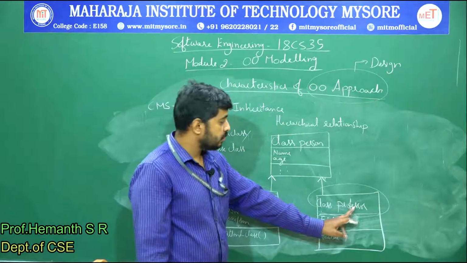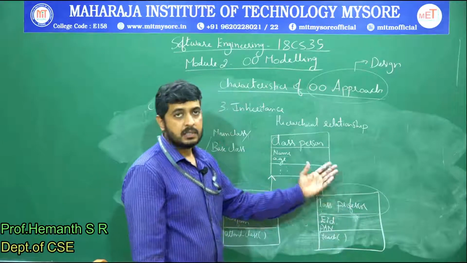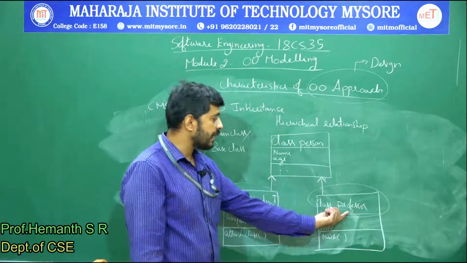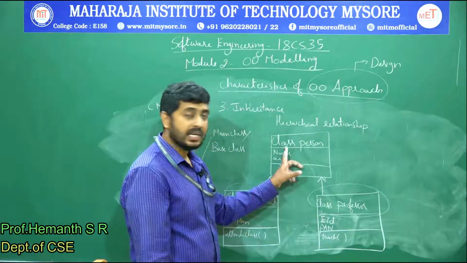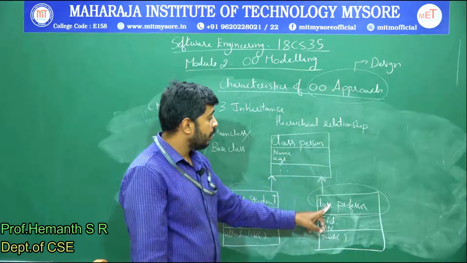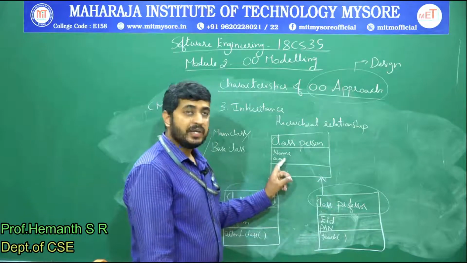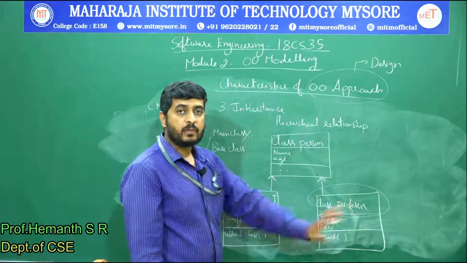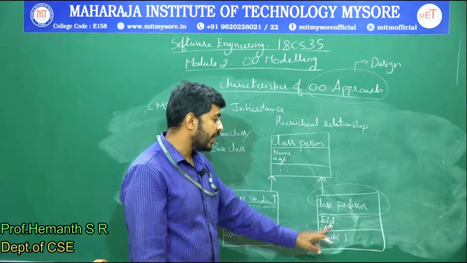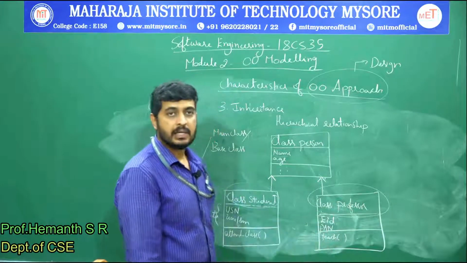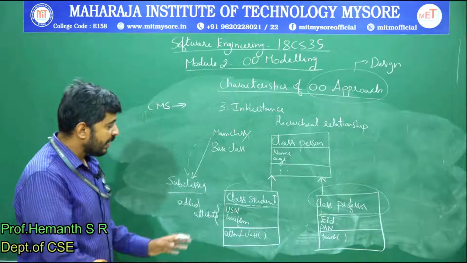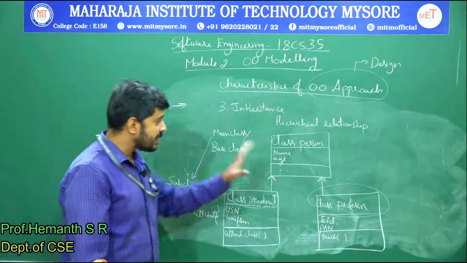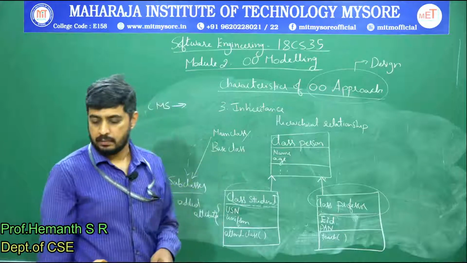A professor in a college is also a person, meaning that this subclass is inheriting from the main class person. So a professor will have name and age. Along with that, a few things are unique to a professor, like employee ID and PAN number, which are being added here. So we have represented the inheritance relationship in this design.